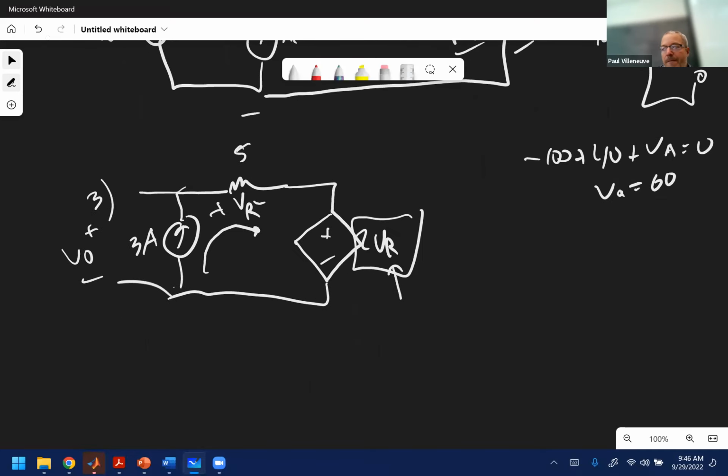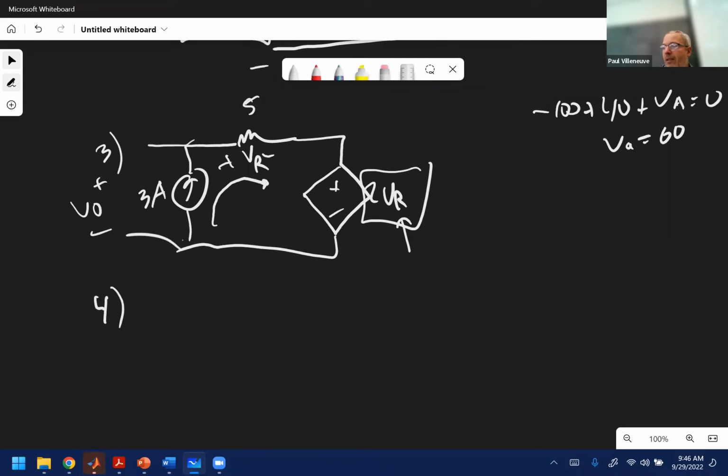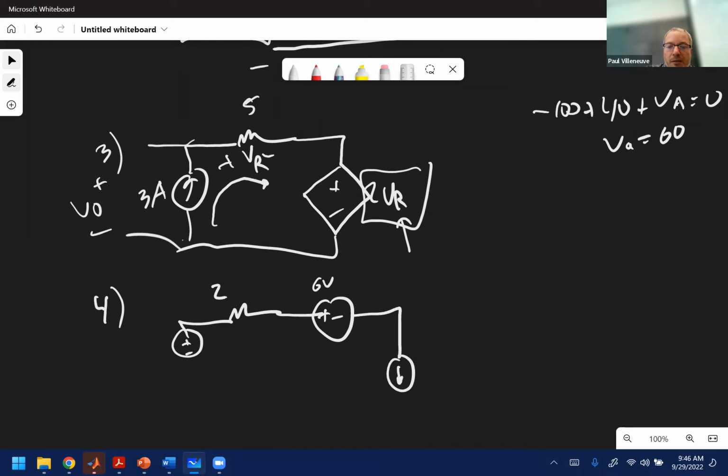Any questions on number 3? Okay, number 4. So we had a series circuit. It's 2 ohms, 6 volts. Then we have a current source that is 2 amps. This voltage is plus to minus VO. 5 ohms. And 4 ohms. And this was 12 volts.